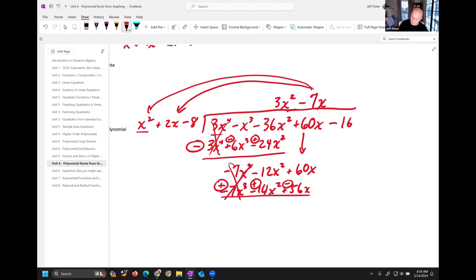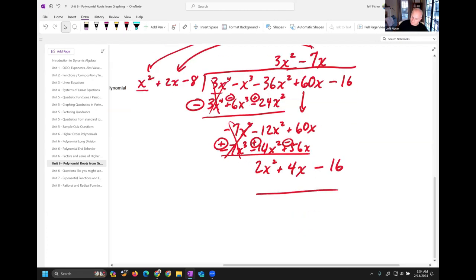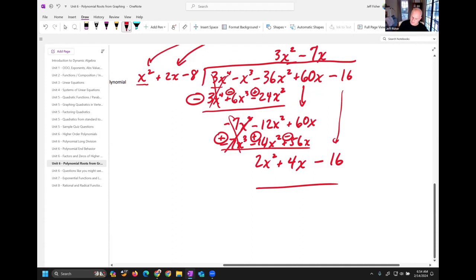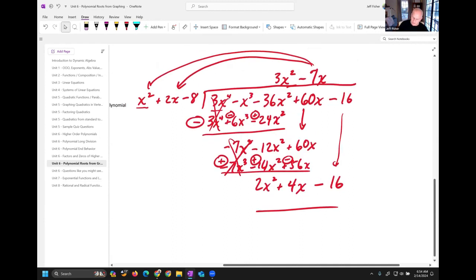-12 and a positive 14 is a 2x squared. Positive 60 and -56 is a plus 4x. Minus 16 is left because we bring that 16 down. And now we're almost done. What do we multiply x squared by to get 2x squared? We multiply it by a positive 2.